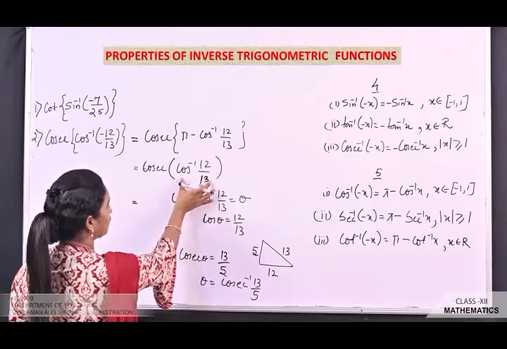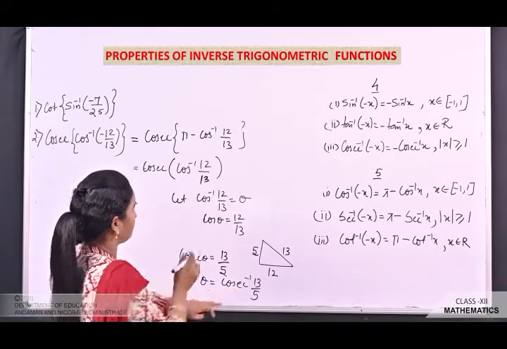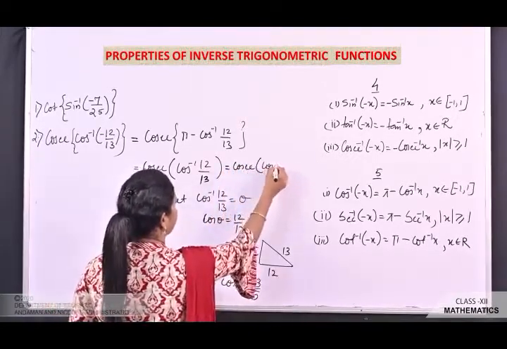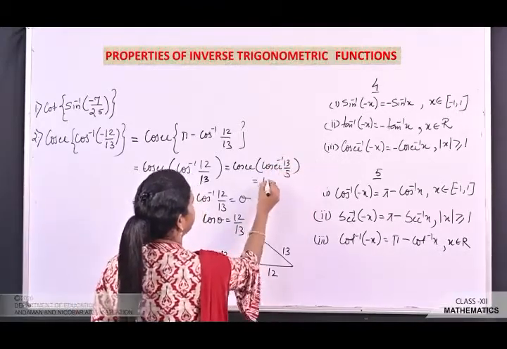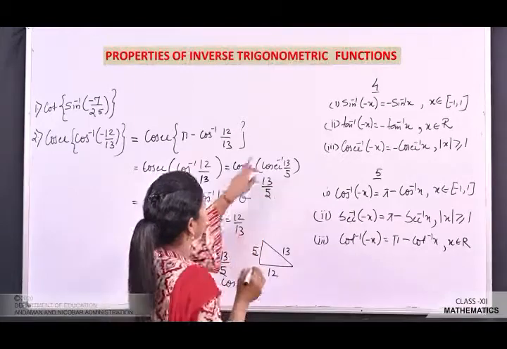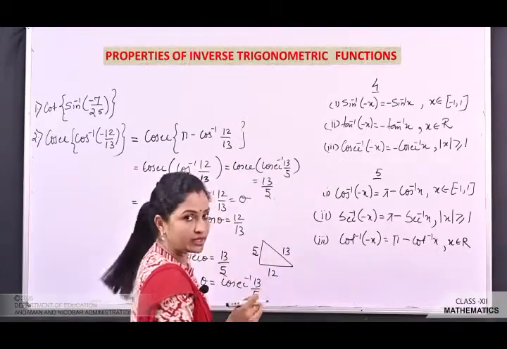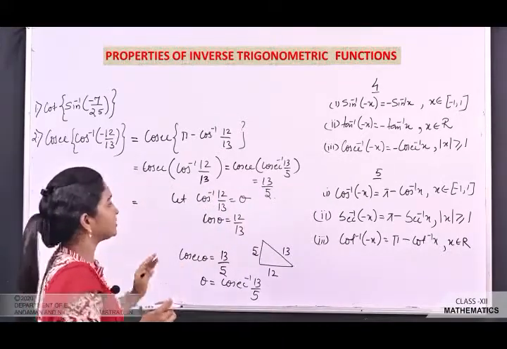So in place of cos inverse 12 by 13, you can write cosec inverse 13 by 5. So cosec of cosec inverse 13 by 5, and the answer is 13 by 5. If you see the first and second properties, cosec of cosec inverse theta was what? Only theta. So you got the answer as 13 by 5. I hope these questions are clear to you.